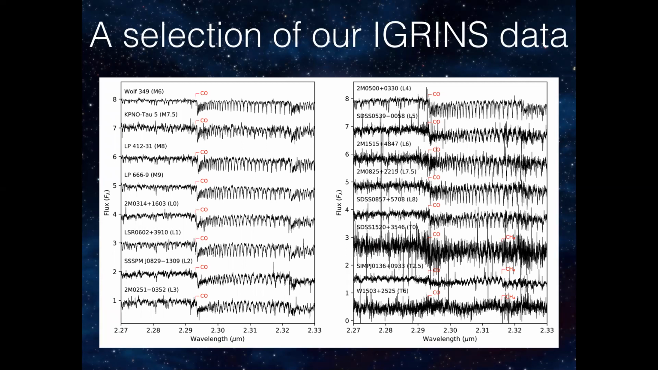And here is a subset of our data. As I said, IGRINS data are really difficult to visualize because the resolving power is so high. So I thought I'd show you small snippets of our spectra. So this is the CO bands of a sequence of our objects going from M6 in the upper left to T6 in the lower right, which I'm showing you, one, because I think that the spectra are beautiful, and two, just to show that we were able to get spectra of the sequence of objects that we were looking for.